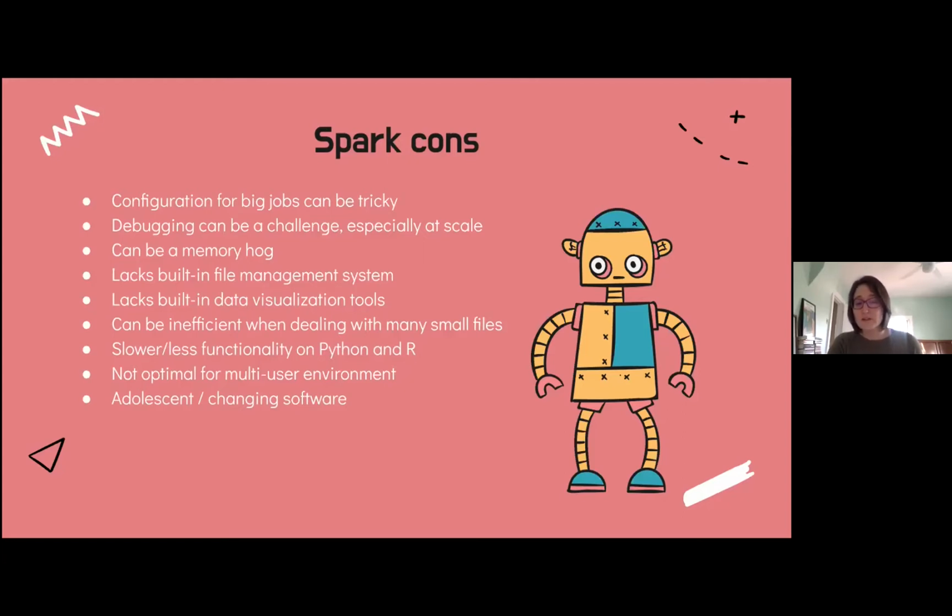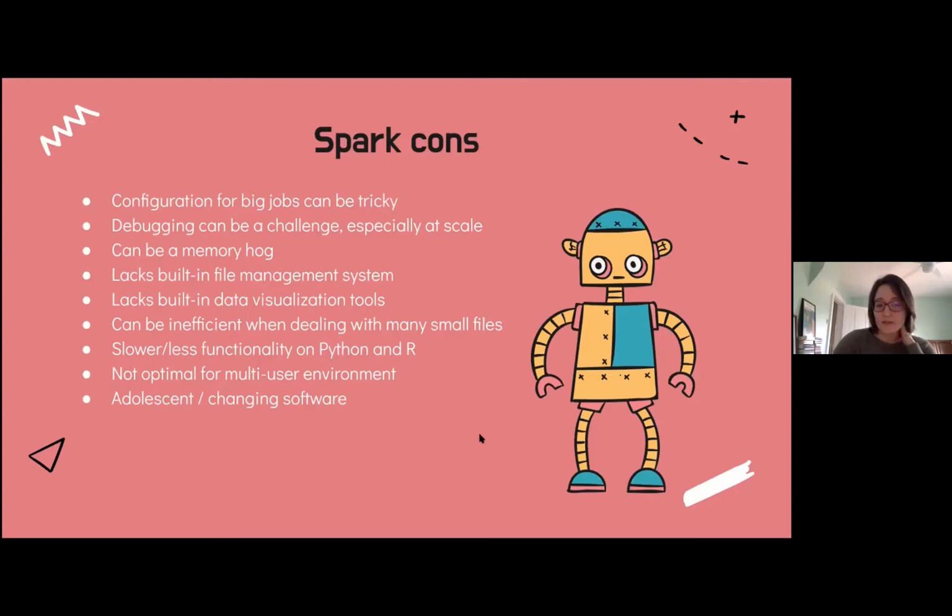It's a little bit slower and has a little bit of lagging in functionality with Python and R. I don't think that's a reason why you would necessarily not use it, but something to be aware of. The native language for Spark is Scala, so it tends to roll out new features in Scala first, and then Python and R lag behind a little bit.